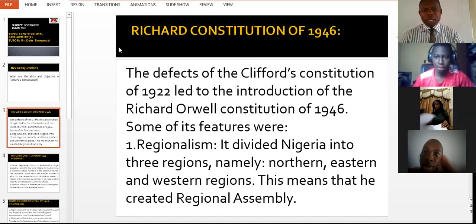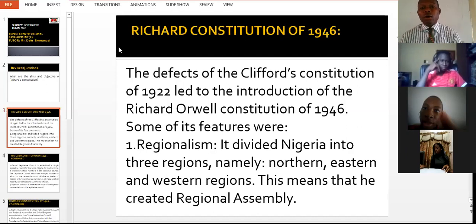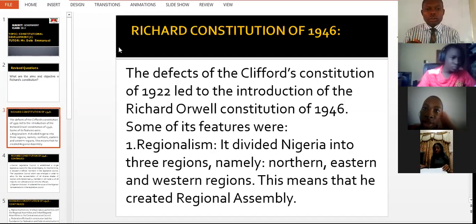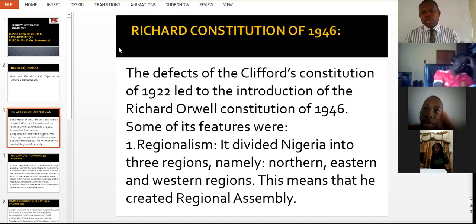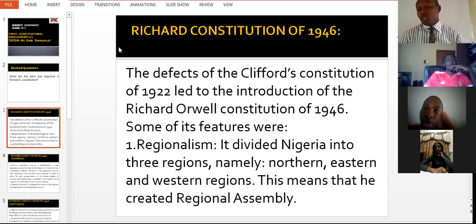Regionalism. Now it divided Nigeria into three regions, namely the northern, the eastern, and the western regions. This means that it created regional assemblies. So this is one of the features that you can see in Richard. He divided it.